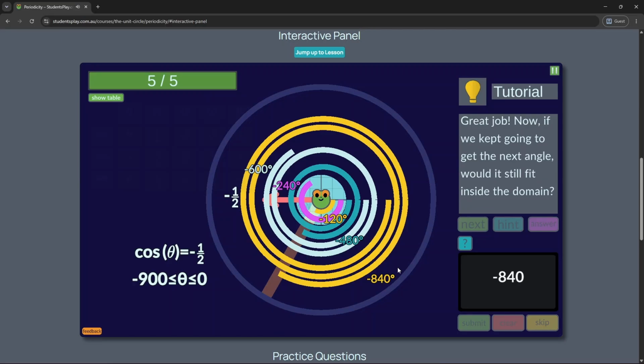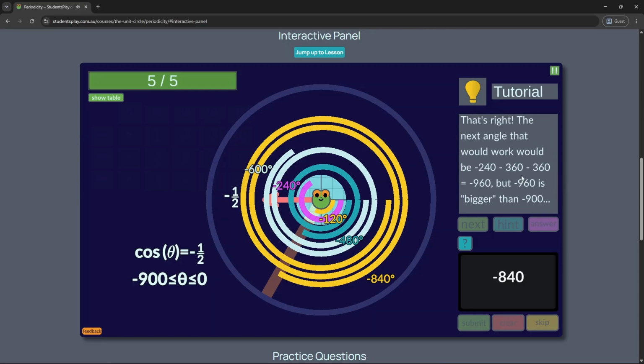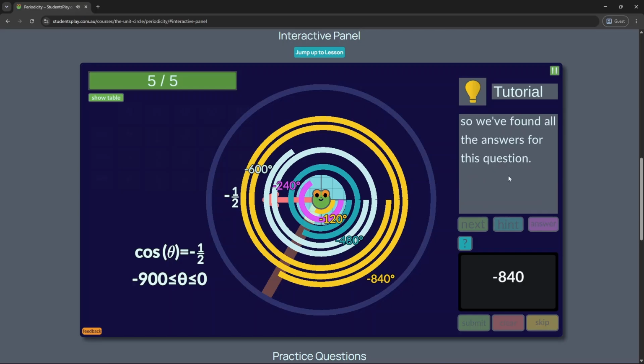Great job. Now, if we kept going to get the next angle, would it still fit inside the domain? I know it's a bit of a giveaway that this says like 5 out of 5. It kind of implies that it's finished, but let's think it through. The 600 plus a 360 would give us 960, and that's above 900, so we are finished. So we press no, it will not fit. Yep. So we found all the answers to this question. Cool.